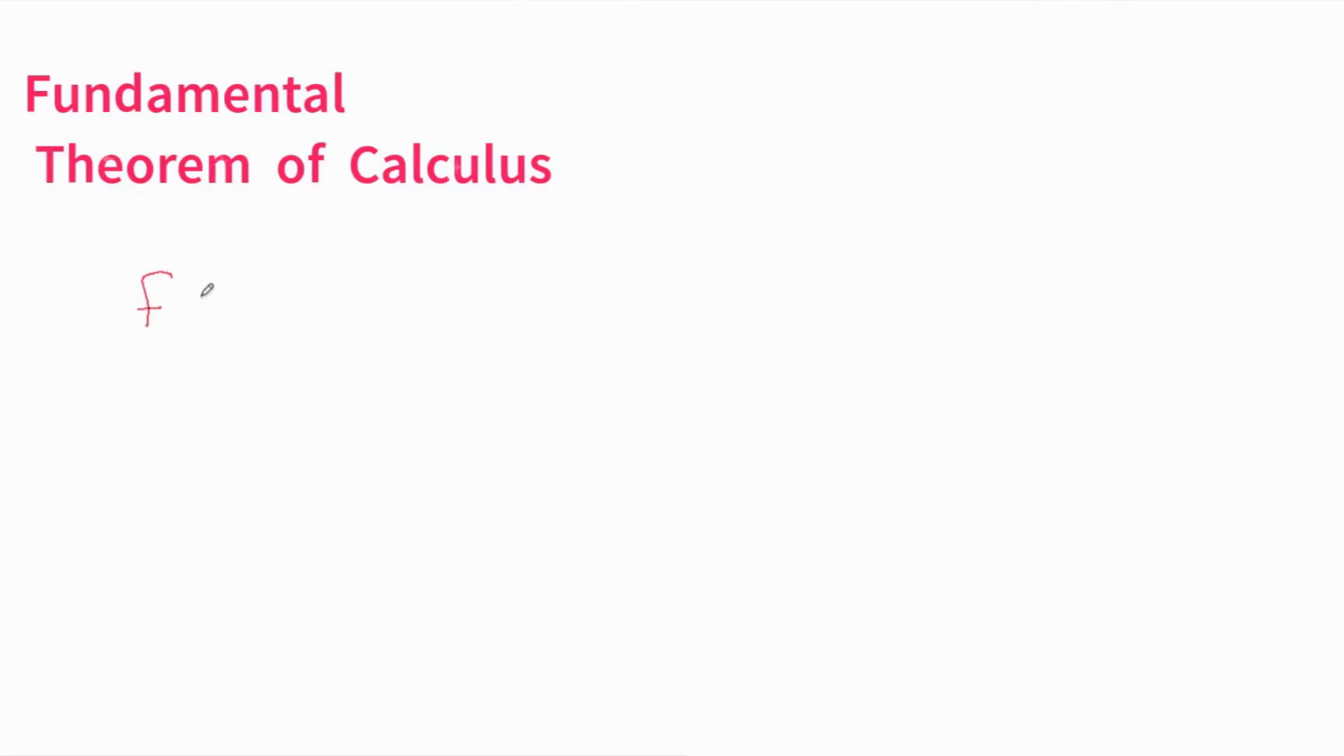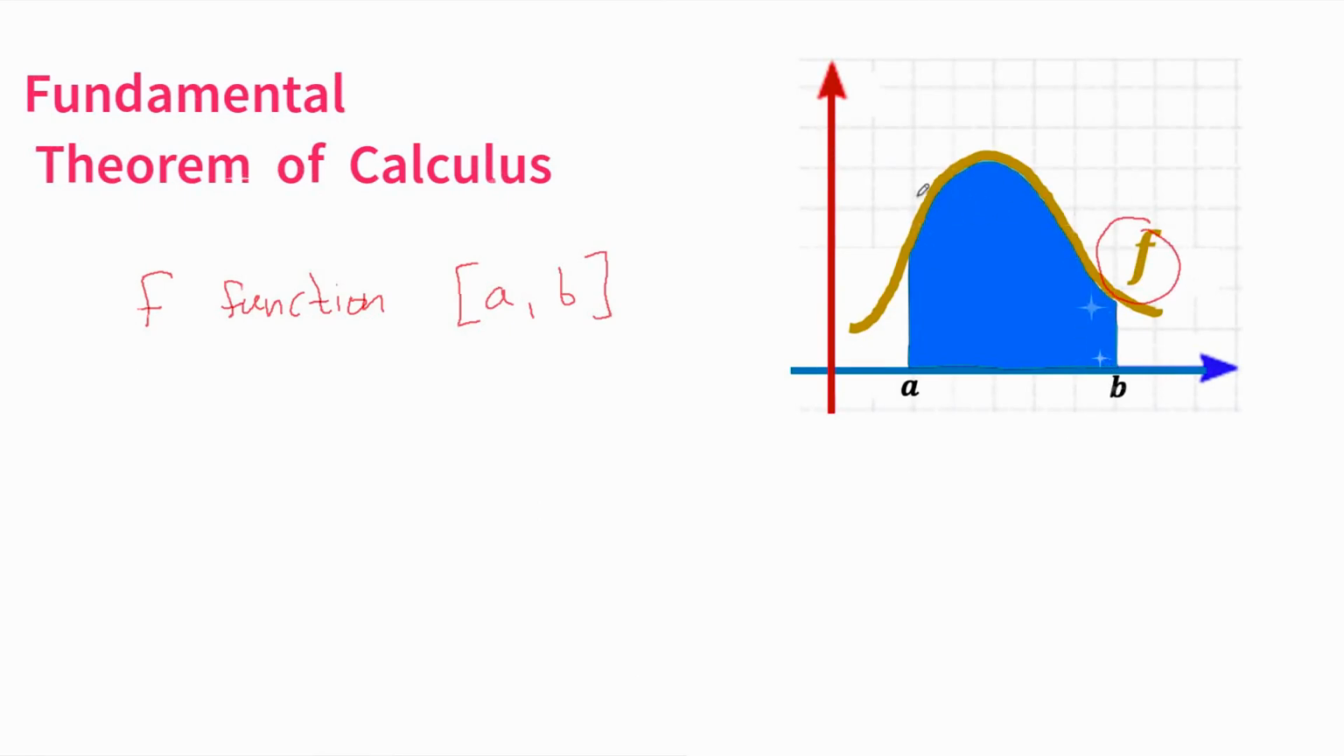So let's say that f is a given function, and let's say it's a continuous function defined on some interval from a to b. So here's an example of such a function f. Because it's a continuous function, an antiderivative does exist.